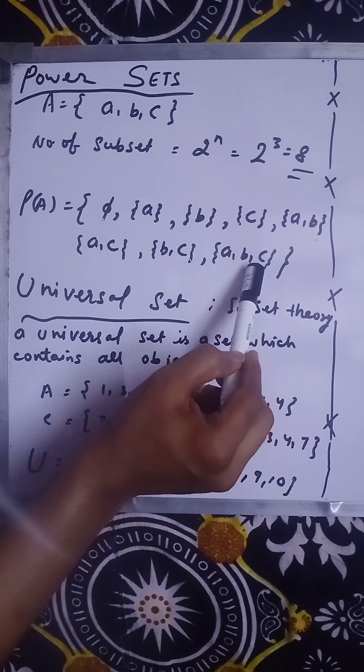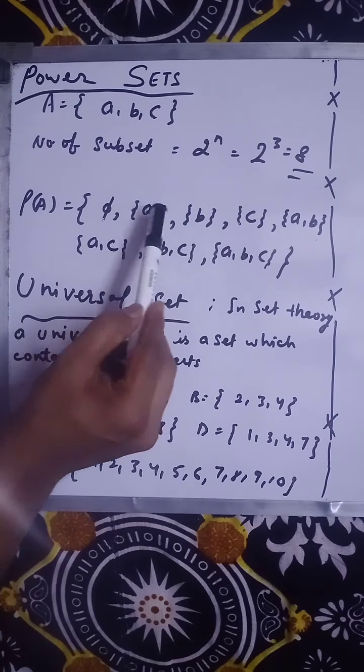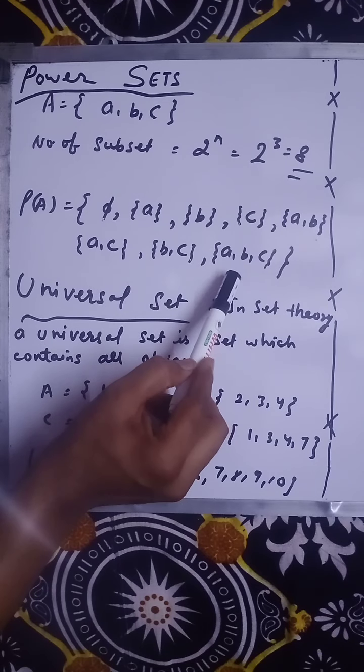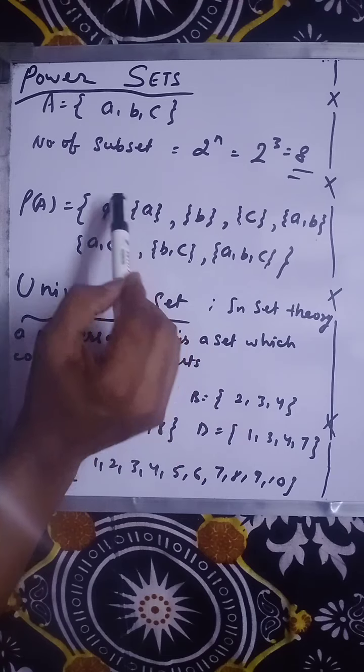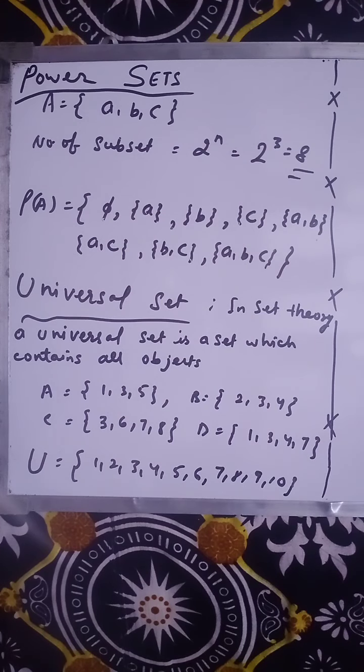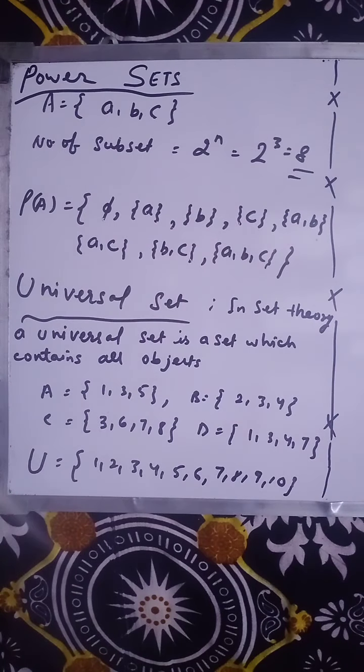Okay, like this. So after that you cannot make any more. Okay, so there are total 8 subsets in the power set of A. Got it? So this is how we can find out the power set of any given set. Okay, next is universal set.